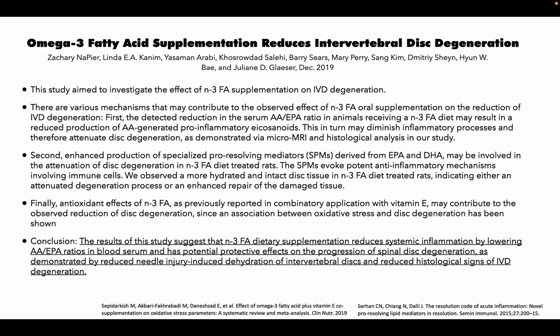First, the detected reduction in the serum arachidonic to EPA ratio in animals receiving the omega-3 diet may result in a reduced production of arachidonic acid-generated pro-inflammatory eicosanoids. This in turn may diminish the inflammatory process and therefore attenuate disc degeneration, as demonstrated via micro-MRI and histological analysis.